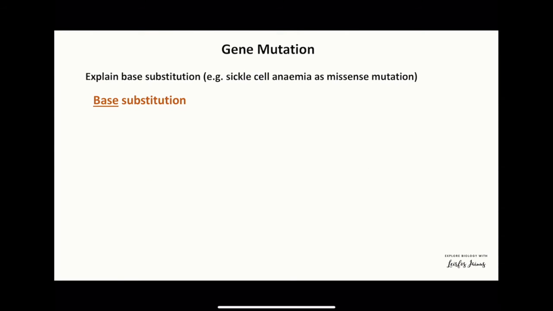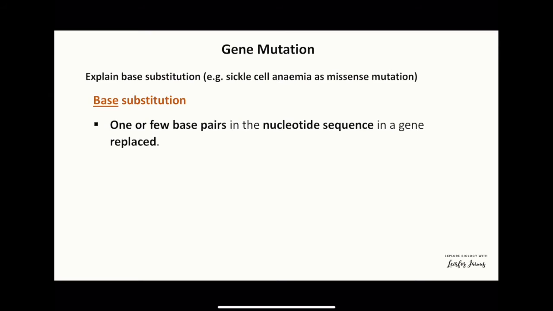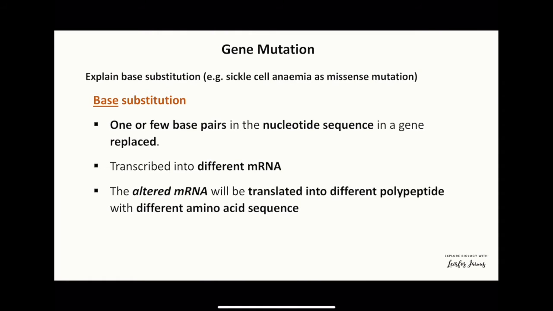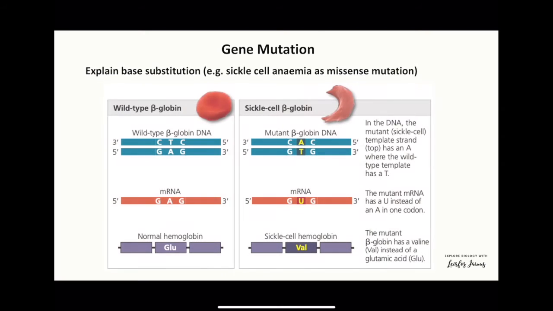Now we will look into the gene mutation, base substitution, that will cause sickle cell anemia as an example of missense mutation. In base substitution, one or few base pairs in the nucleotide sequence in a gene are replaced and transcribed into different mRNA. The altered mRNA will be translated into a different polypeptide with different amino acid sequence. Now, let's take a look into the base substitution that will cause sickle cell anemia.